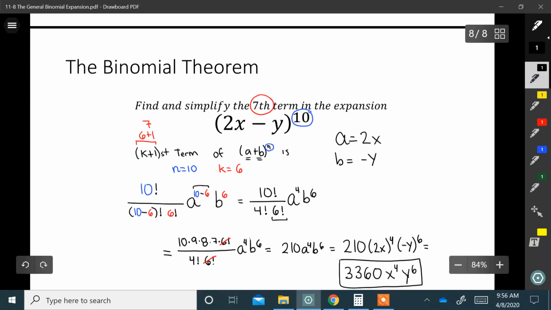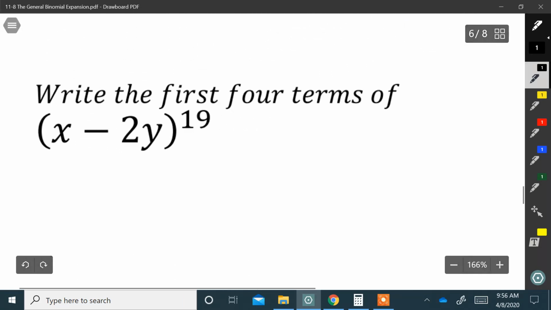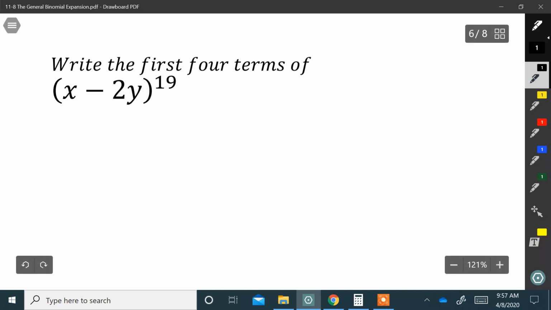All right, so you're going to have some questions like that on the homework. You also are going to have some questions like this, where it says, write the first 4 terms of the, whatever that is right there. What you could do with those problems, you could use Pascal's triangle, or you can use our formula that we have. Okay, so my first set of problems is going to look like this. Remember, we start with a to the 19.